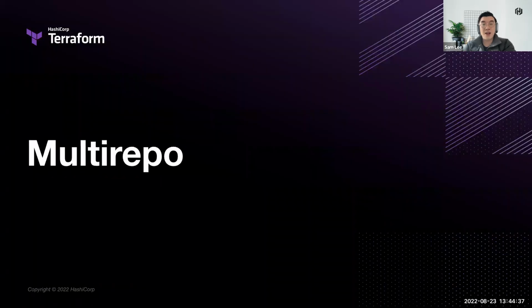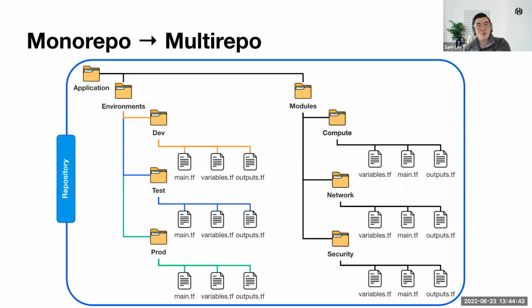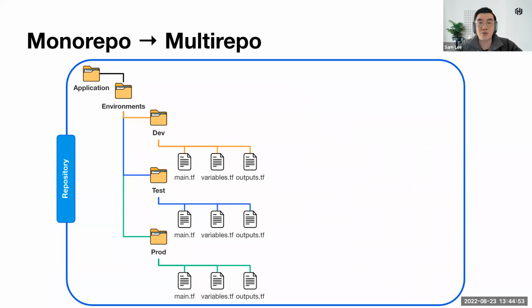Now, for the rest of the time, I'm going to talk about the last pattern, which is multi-repo. So to transition from a monorepo to a multi-repo approach, the starting point really begins with our modules. So instead of having them housed inside a single repository, we're going to actually remove all of them.